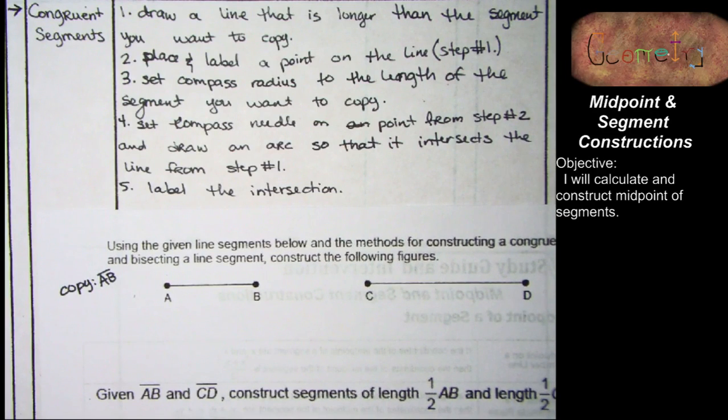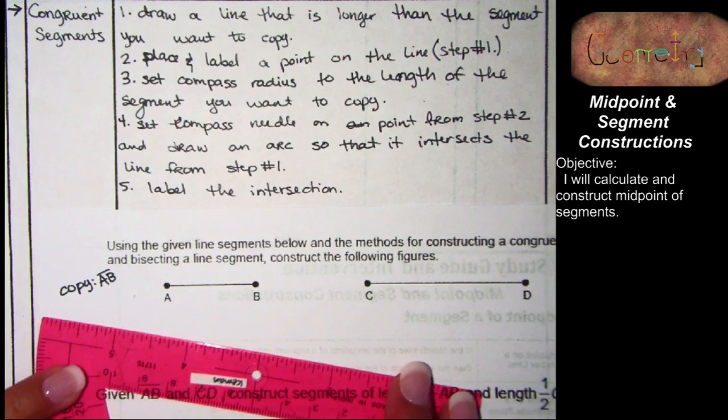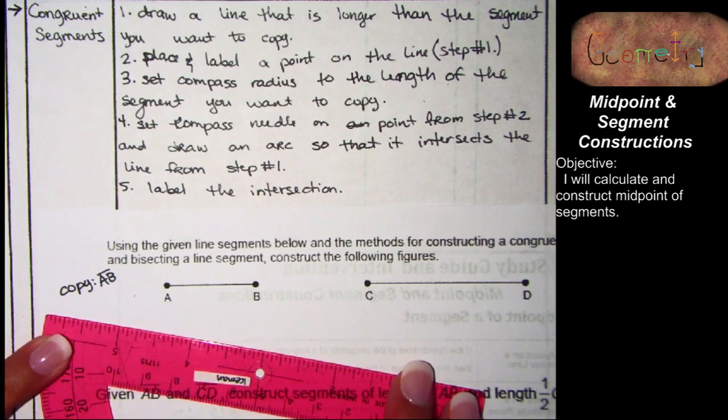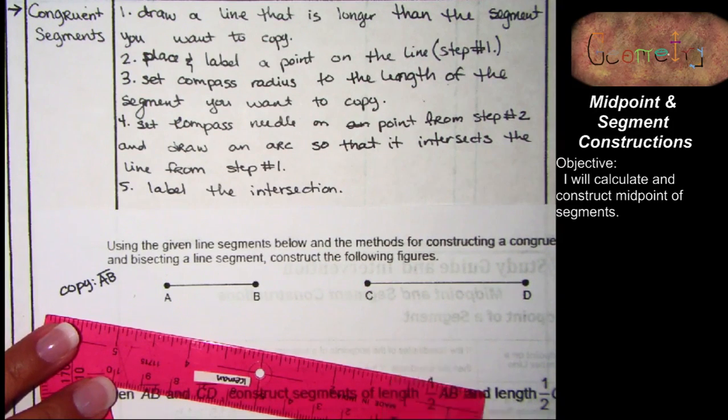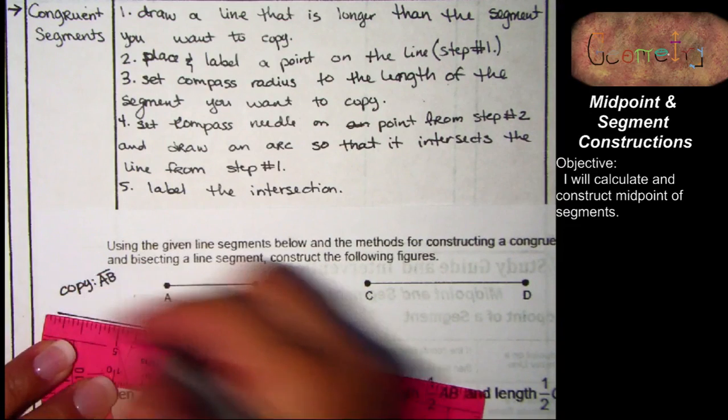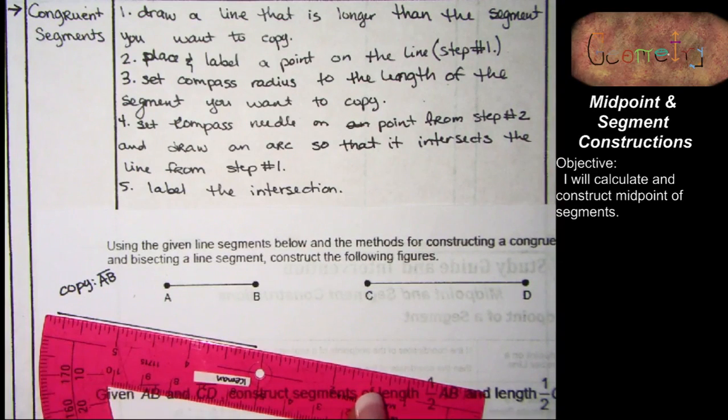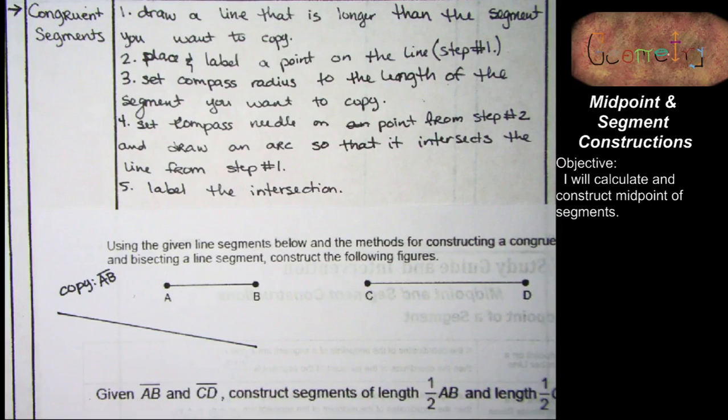Tell me, what was step number 1? Draw a line that is longer than the segment you want to copy. And you can put that line anywhere you want. You can have it face in any direction you want. You can have it perfectly straight, horizontal, up and down, diagonal. No one cares as long as it's a straight line and you've used the straight edge of your protractor. And it's longer than what you think AB is.